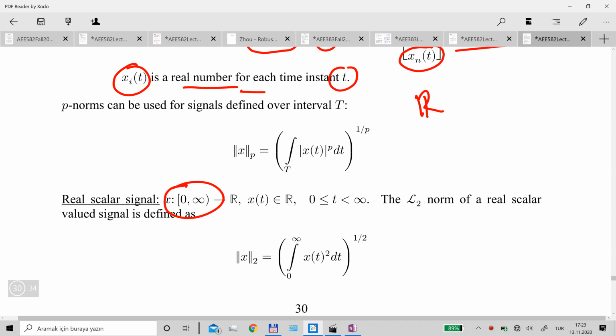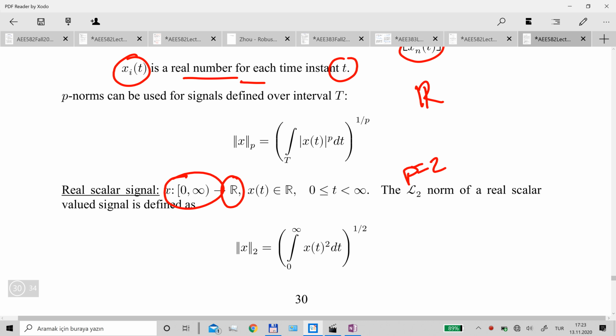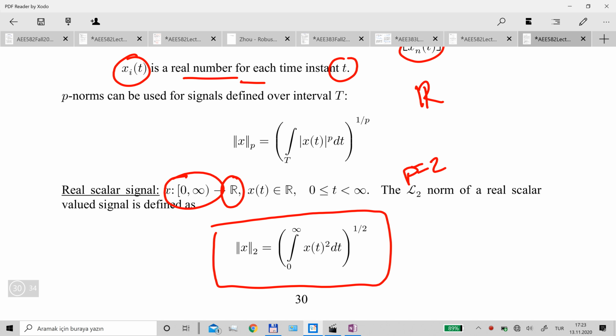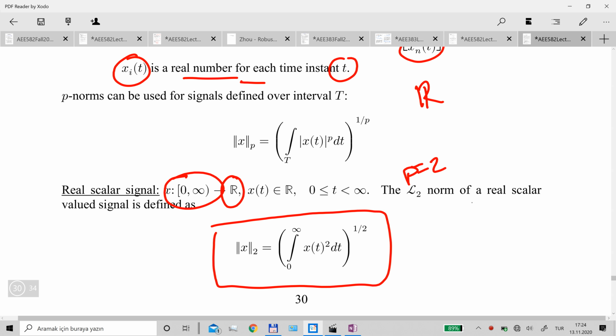And for p equal to 2, the L2 norm of a real scalar signal is given in this expression. You take the square of the absolute value. Of course, when you take the square, the absolute value becomes meaningless, so you don't have to put the absolute value there. You take the square of the signal and integrate it from 0 to infinity, and you take the square root of the result, and that becomes the L2 norm of that signal.